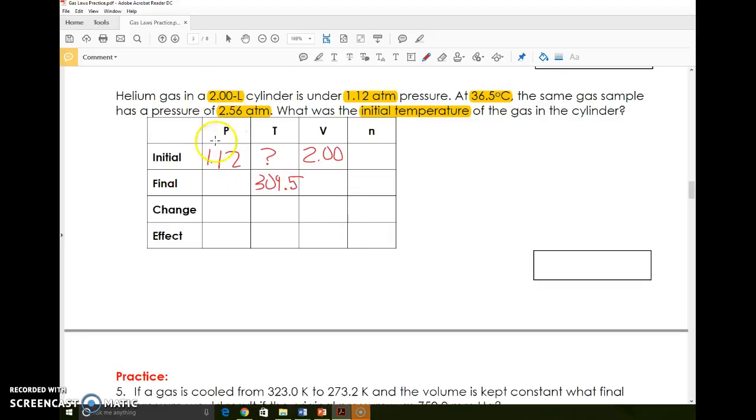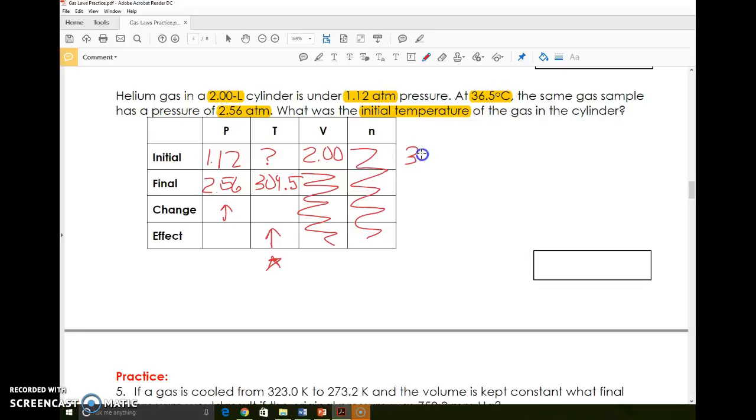Okay, the only number we haven't used is our new pressure, which is 2.56 atm. Now they mentioned the volume of the container, but it must be a rigid container, so volume is constant, and that was just extra information. And if it's a closed system, number of particles would be constant as well. Okay, so the pressure clearly increased, which if you look up above at our law, that means that the temperature should increase as well. However, this is a unique situation in which we're trying to solve for initial temperature. So we actually need to flip our calculation around.